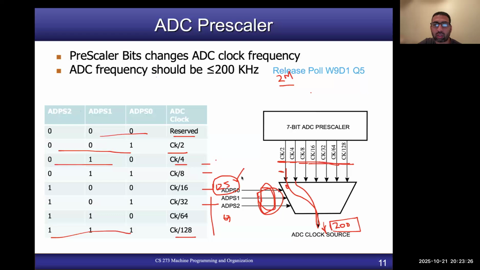Okay, so the correct value will be 0x6, right? You can actually see it from the table, right? This one.